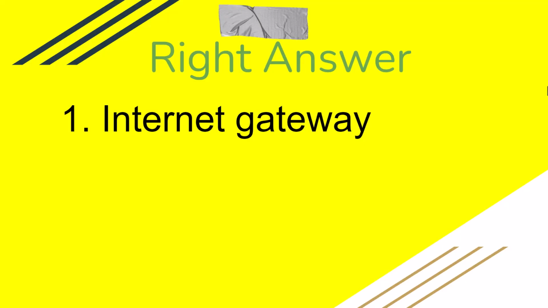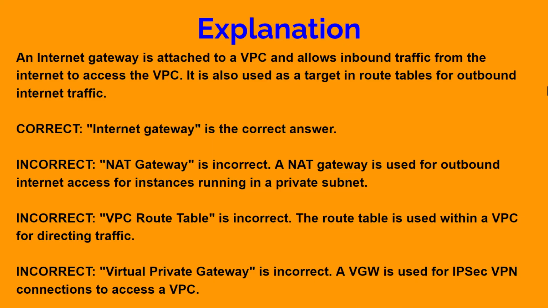Internet Gateway. Explanation. An Internet Gateway is attached to a VPC and allows inbound traffic from the Internet to access the VPC. It is also used as a target in route tables for outbound Internet traffic. Correct. Internet Gateway is the correct answer.